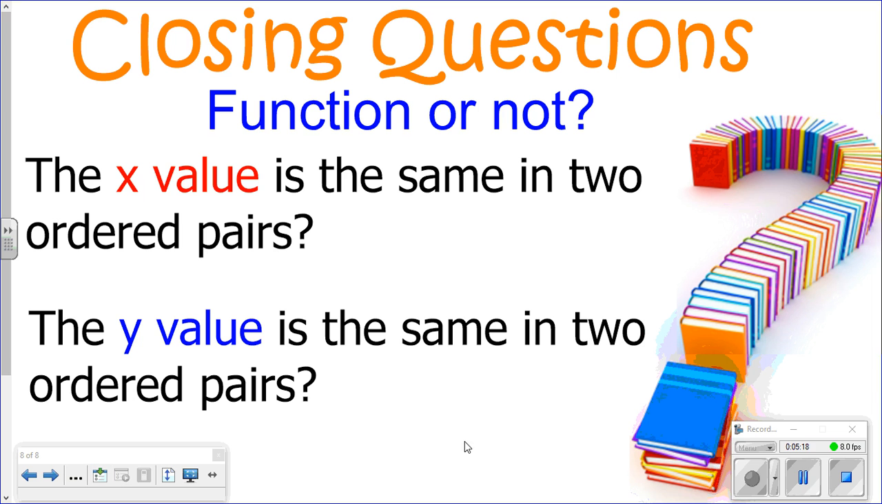So if the x value is the same in two ordered pairs, it is not a function. If the y value is the same in two ordered pairs, that is okay. That is still a function.